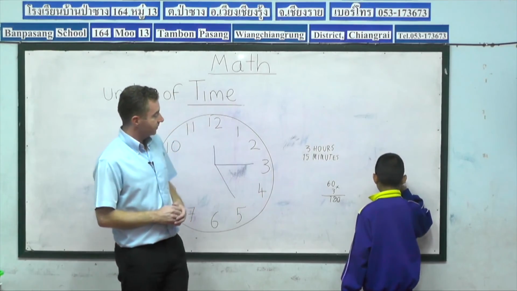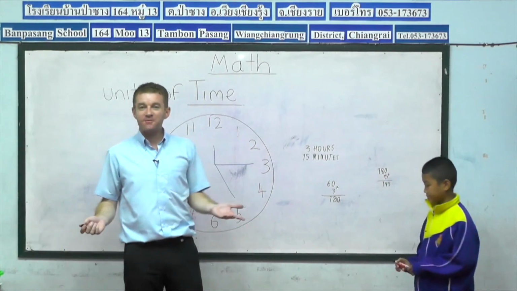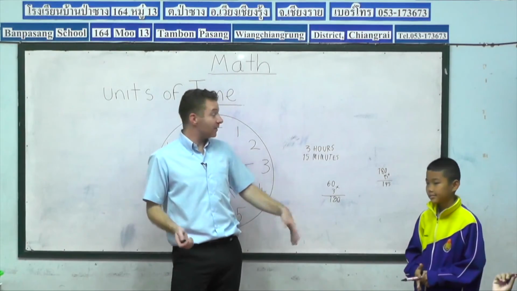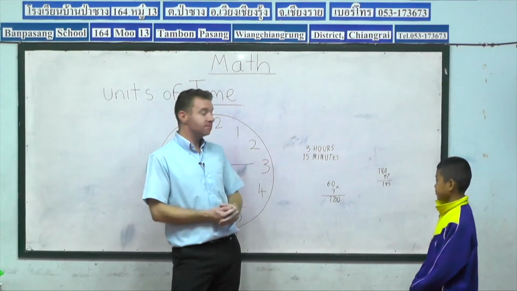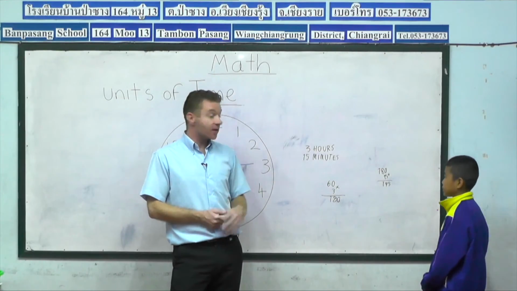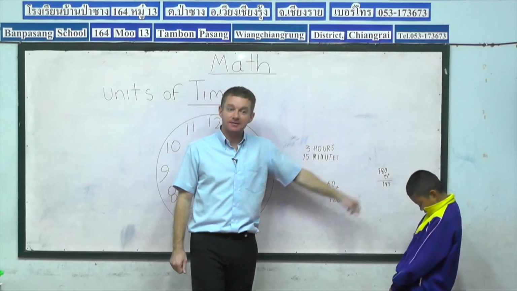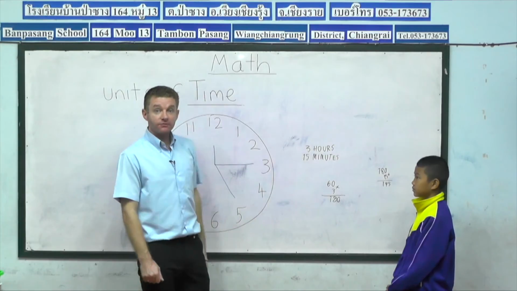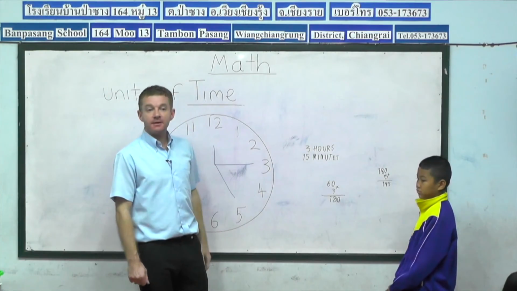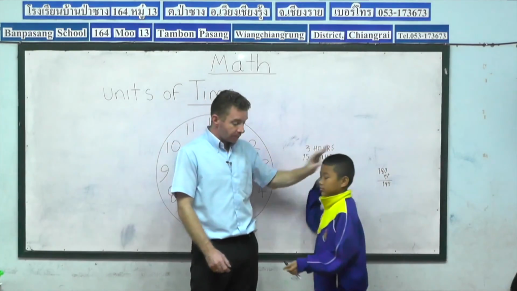Excellent. 5, 9, 1. Perfect. Pangpon has correctly worked out the amount of minutes in 3 hours and 15 minutes. So we can say together 195 minutes equals 3 hours and 15 minutes. Pangpon, that was brilliant. Big round of applause for Pangpon, please, guys.